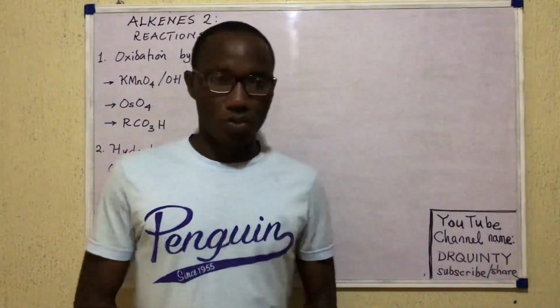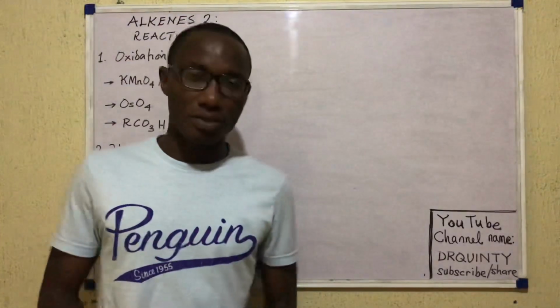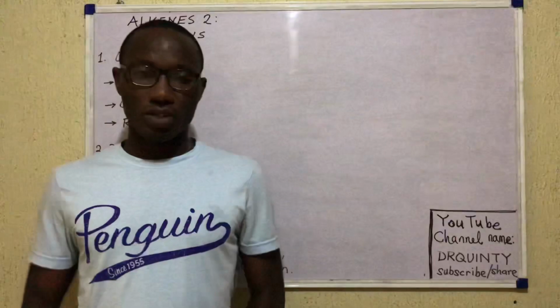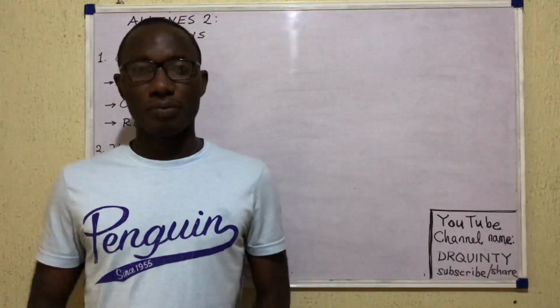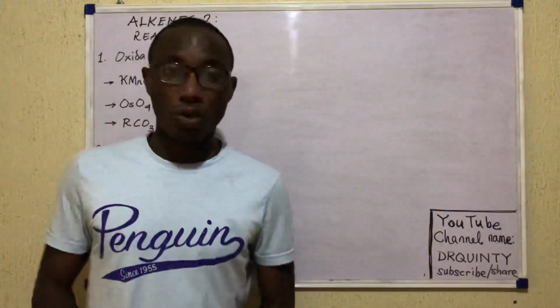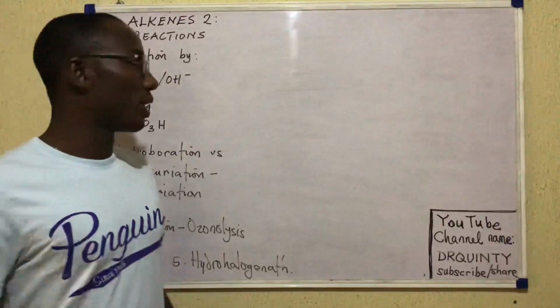In the first video, we already talked about the properties of alkenes and we looked at how alkenes are prepared. In this video, we'll look at their reactions. What reactions do alkenes undergo? We'll look at a few relevant reactions, but of course, we can't look at all reactions of alkenes as these are too many. So here I have an outline.